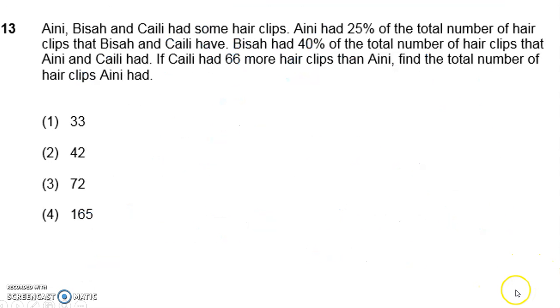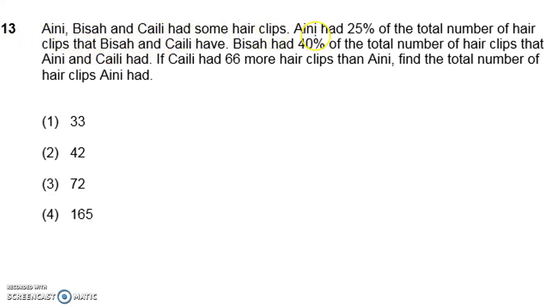Okay, let's move on to question 13. Aini, Bisha, and Kylie had some hair clips. Aini had 25% of the total number of hair clips that Bisha and Kylie had. Bisha had 40% of the total number of hair clips that Aini and Kylie had. If Kylie had 66 more hair clips than Aini, find the total number of hair clips Aini had. Okay, this is quite a long problem, but I like long problems because they give us more information.